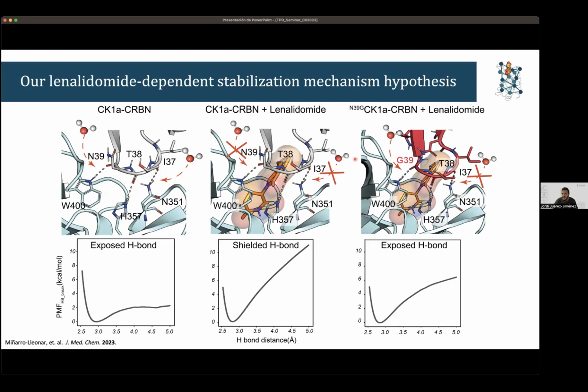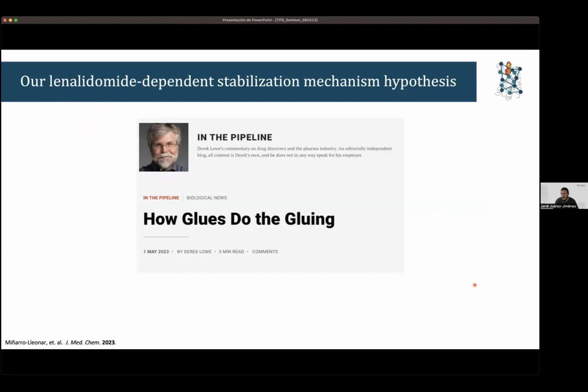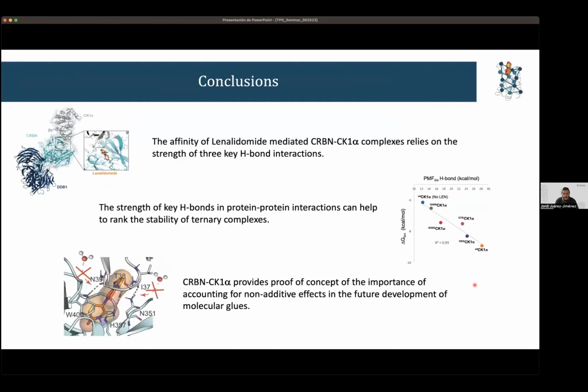And then if you have mutants that somehow allow better entrance of water molecules, right? Because you reduce the size of a side chain, for example, those mutants will be also less stable in the ternary complex because you will have an exposed hydrogen bond. That was our hypothesis, and it was picked up by Derek Lowe, which made us very happy. It was quite a surprise.